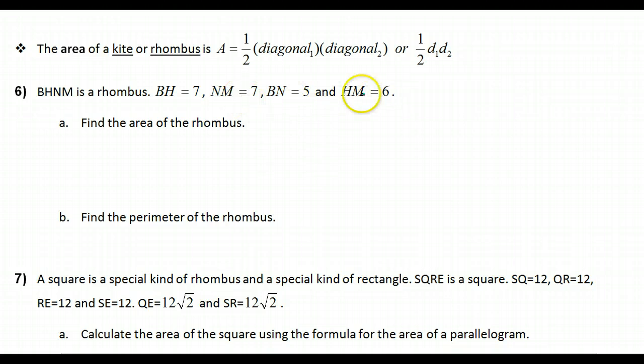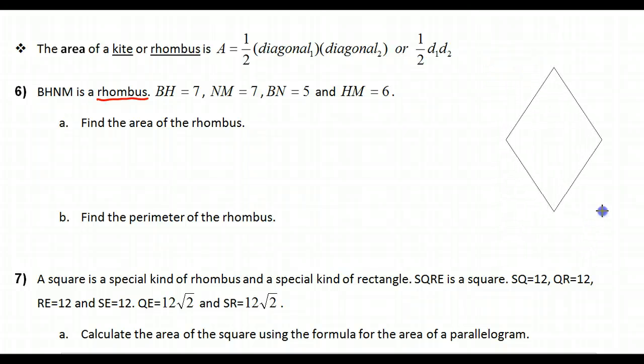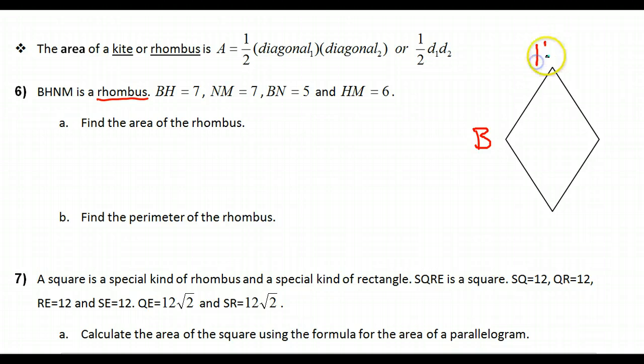I think it will help if you draw yourself a picture. So we're talking rhombus, so let's get a picture of a rhombus going. Here's my rhombus, B, H, N, M. BH is 7, so this is 7. And HN is 7, so this is 7. Look, this is a rhombus, so we know that all of these are 7.